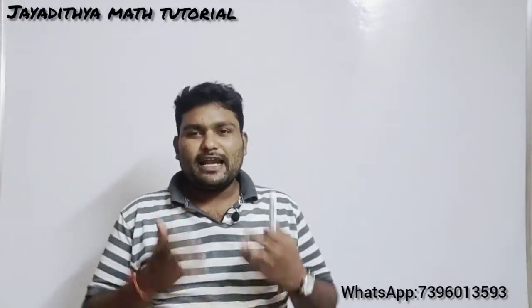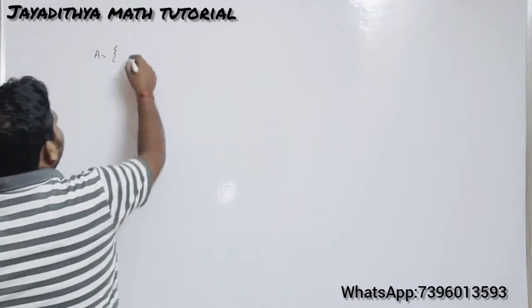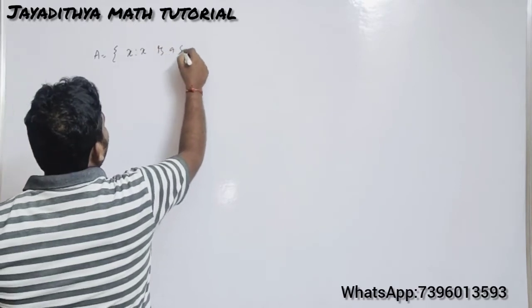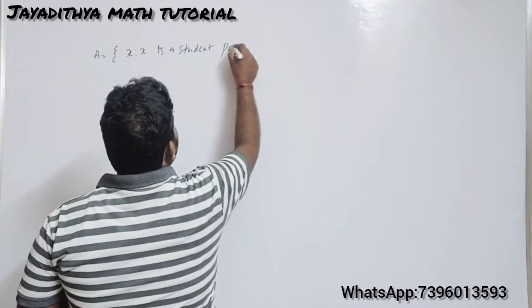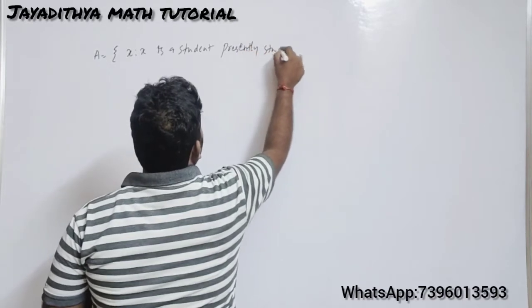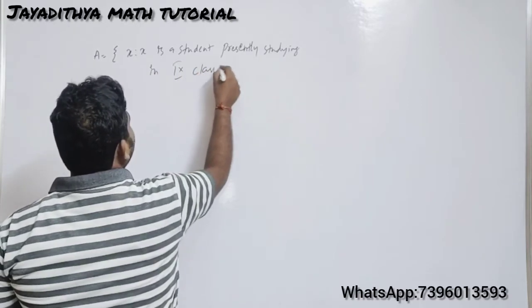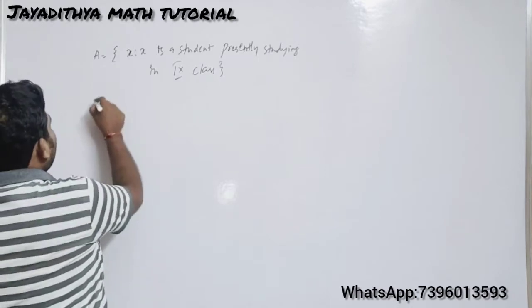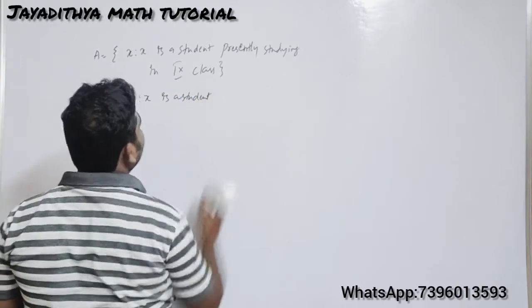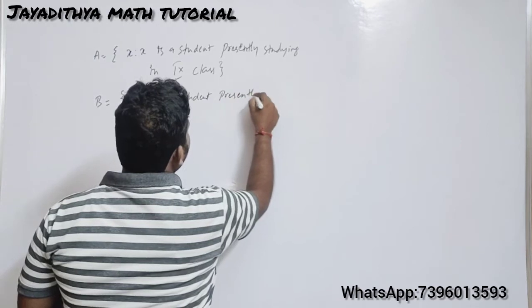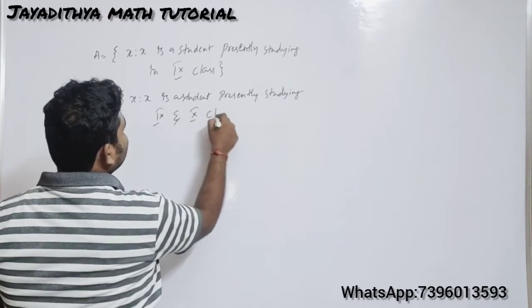Let us understand a situation here. For example, let us take a set such that x is a student presently studying in 9th class. And let us take the other set such that x is a student presently studying 9th and 10th class.